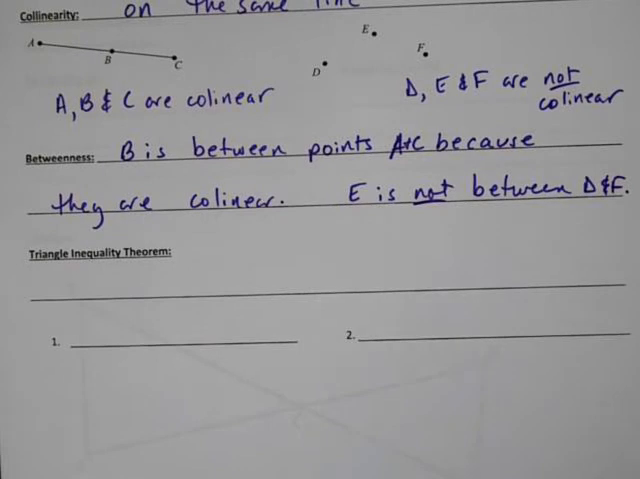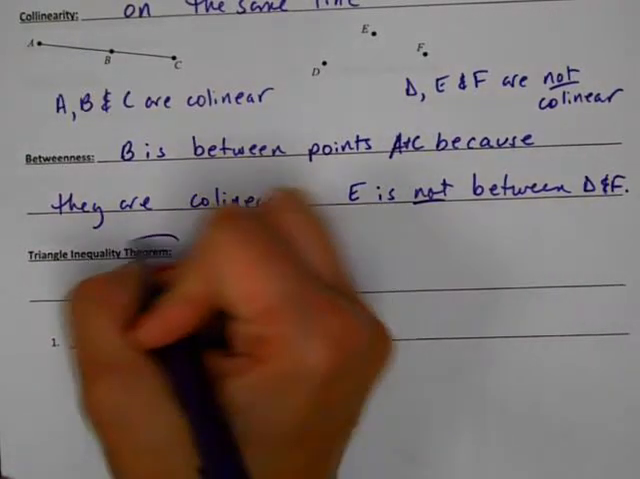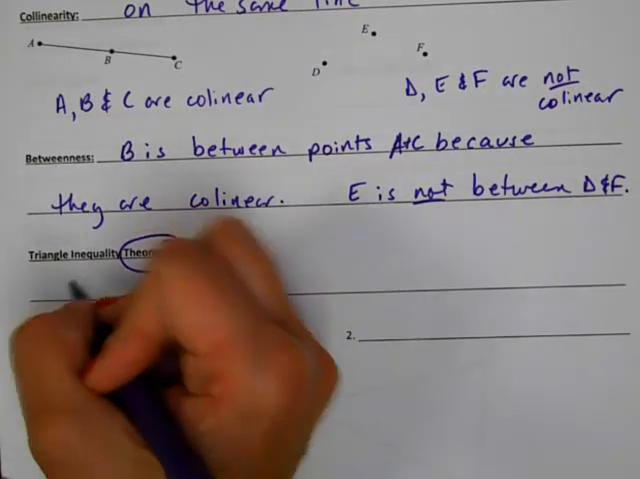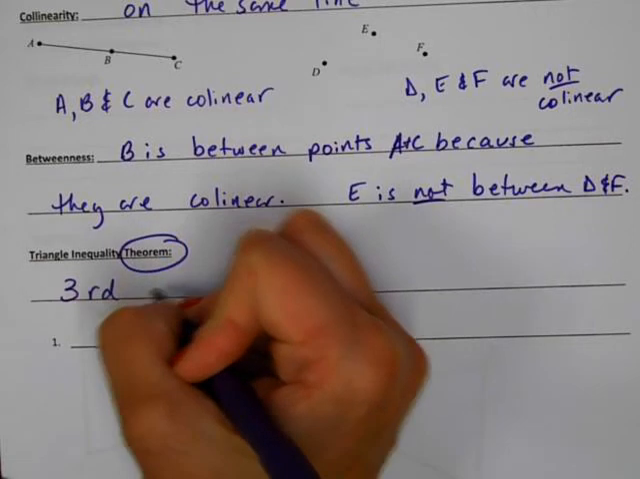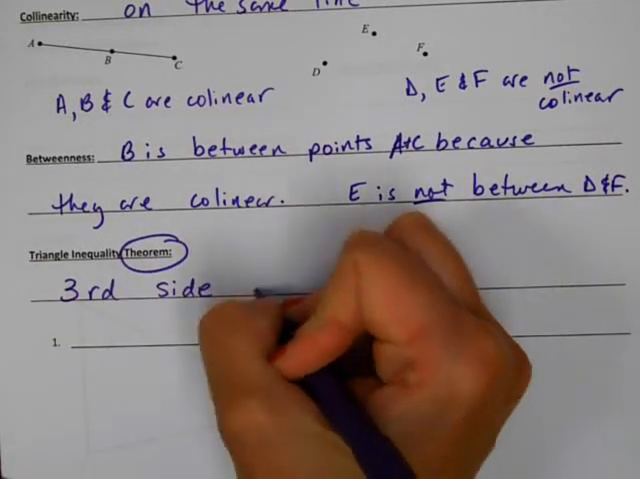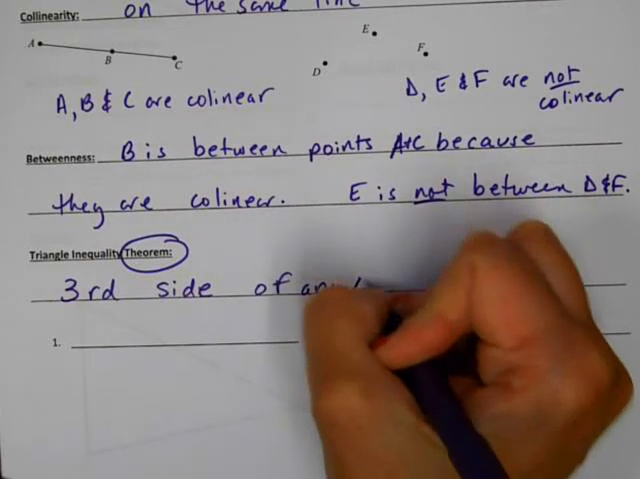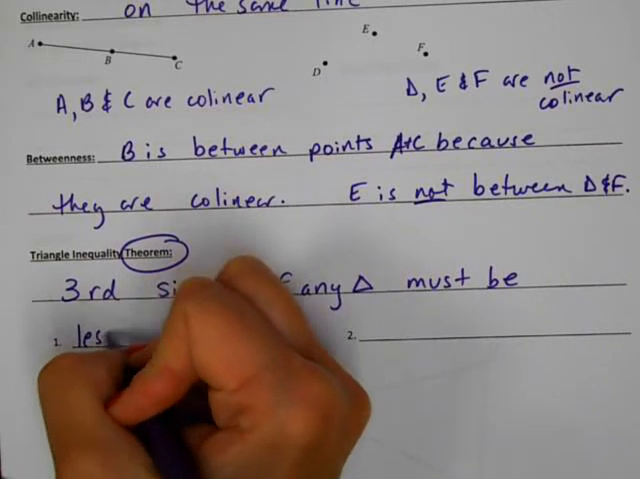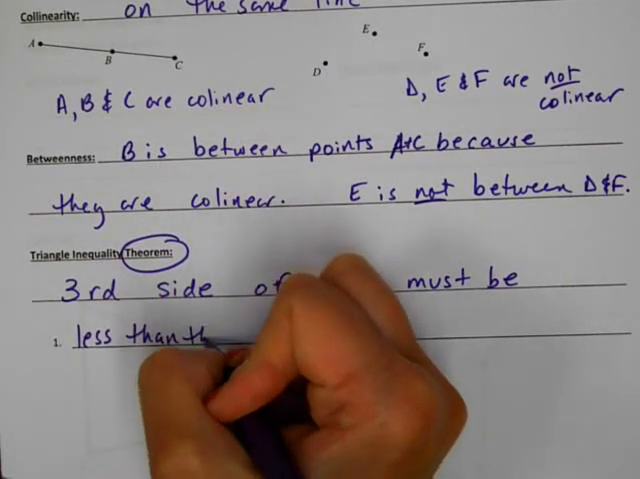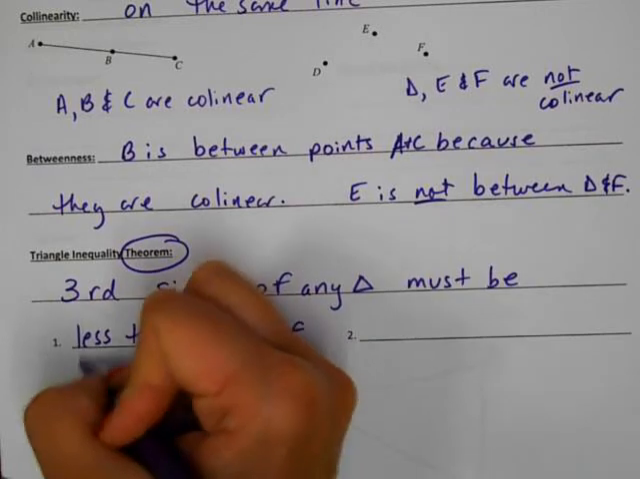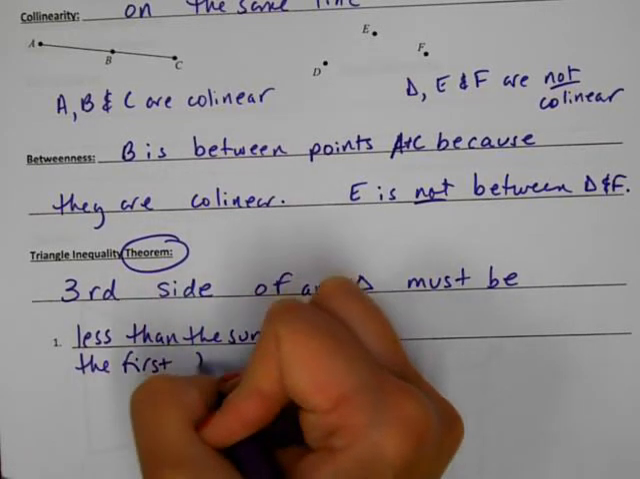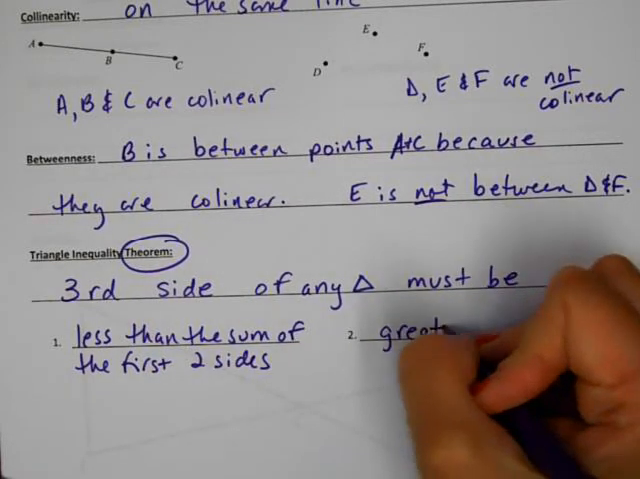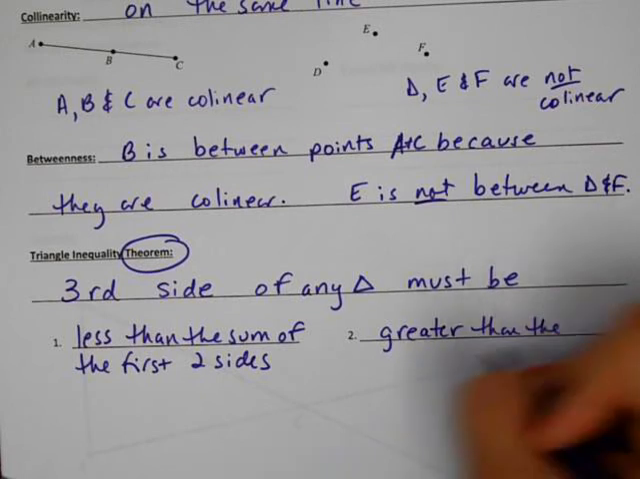All right, the triangle inequality theorem. This is a theorem. Theorems are things that we can prove to be true. The triangle inequality theorem states two things. It states that the third side of any triangle must be, first, less than the sum of the first two sides, and two, greater than the difference.